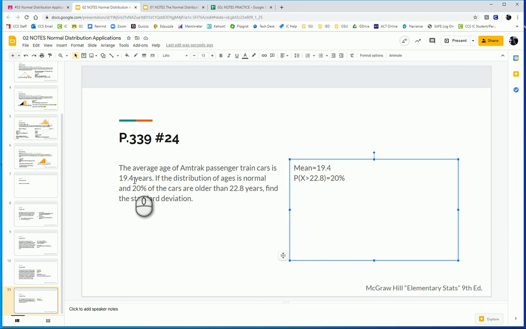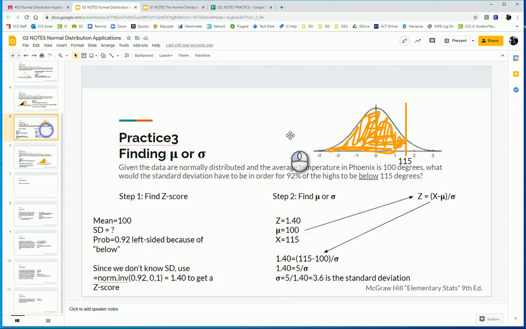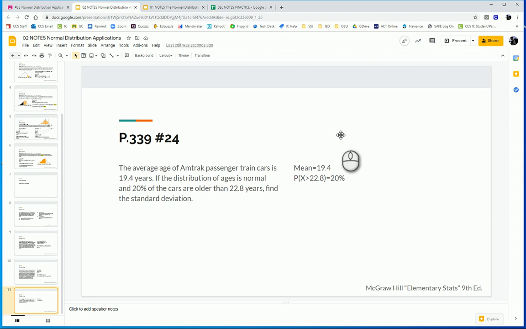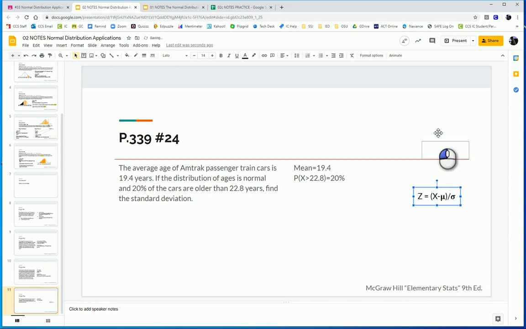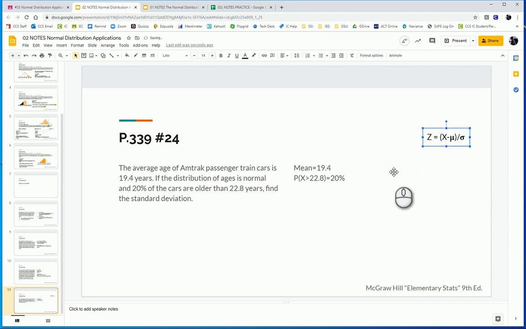Well, it's confusing because you're given an X and you're given a probability. But they say find the standard deviation. So that means we can't use norm inverse or norm.dist because both of those require a standard deviation. So the only thing that relates an average with an X value and the standard deviation is the z-score formula, okay, which is right here. So let's copy that.